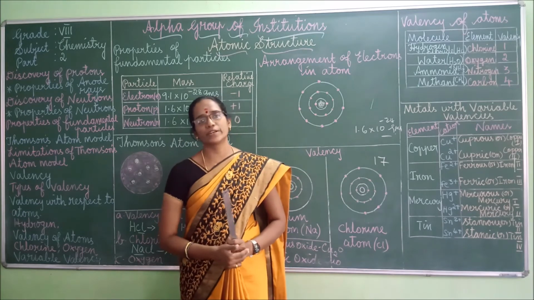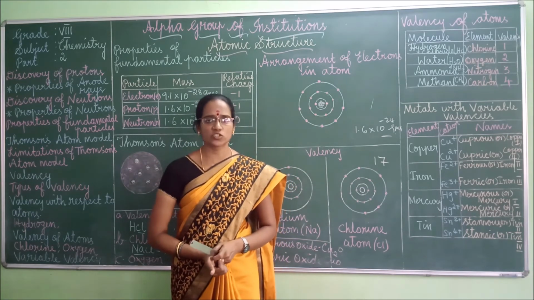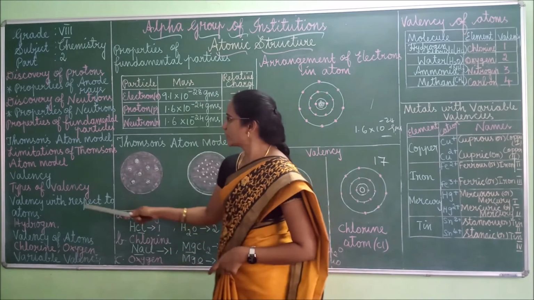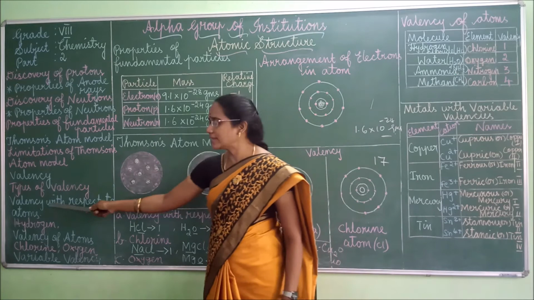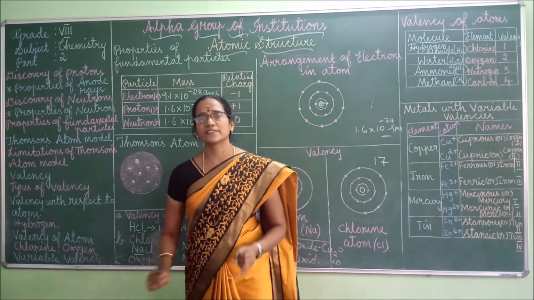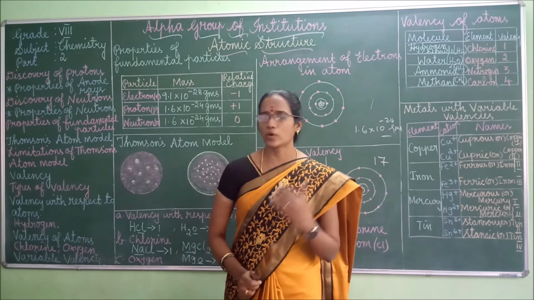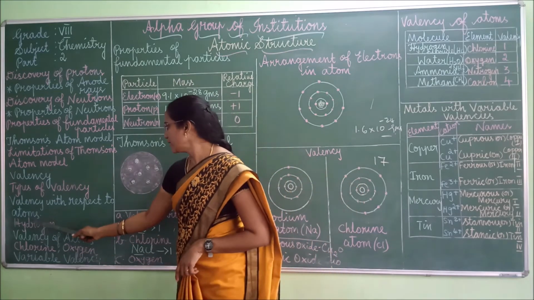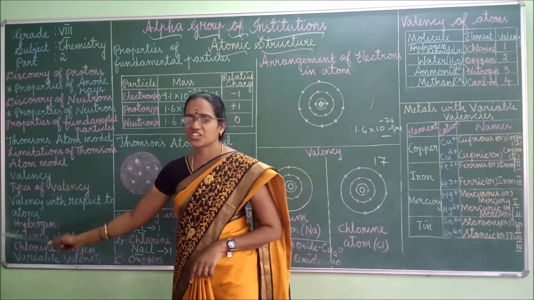This is the difference between positive valency and negative valency. Understood, children? Right. So, next we can move to types of valency. Valency with respect to atoms, that is hydrogen, chlorine, oxygen, are given. One by one we can see now. First one, let me move to the valency with respect to hydrogen.